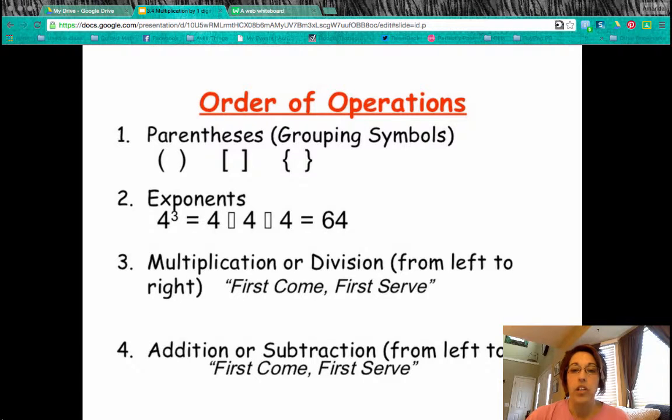Step 3, we look at the multiplication or division from left to right. Think first come, first serve. If the multiplication's first, I do it first. If division happens to come at the beginning, then I do that before the multiplication. And then step 4 is our addition or subtraction. Again, that's left to right, just like the multiplication or division. It's first come, first serve.